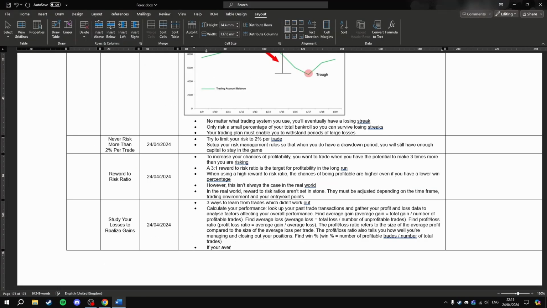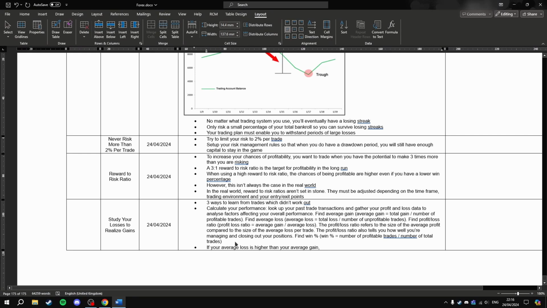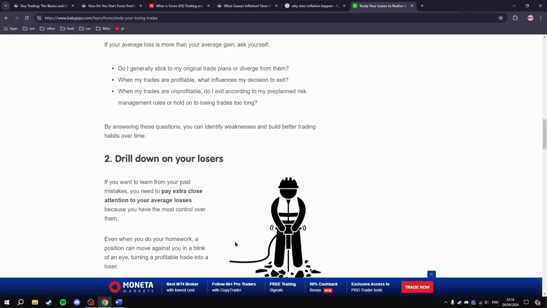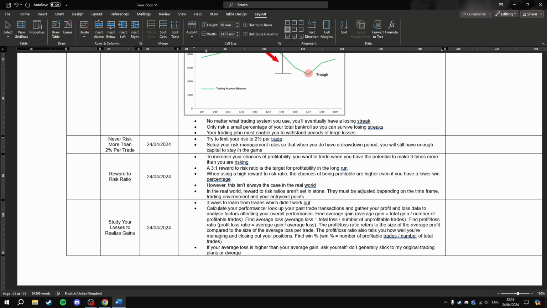If your average loss is higher than your average gain, ask yourself, do I generally stick to my original trading plans or diverge from them?